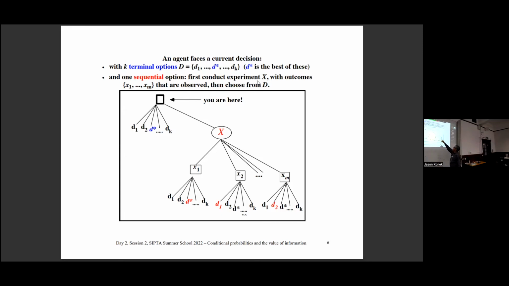Suppose, however, we're going to actually introduce the opportunity for sequential decision, where now you don't have to choose one of these k options. You're allowed to choose to observe x. X is a random variable, and x has m possible options. And you will learn the value of x. So you'll learn x equals x1, or x equals x2, or x equals xm.